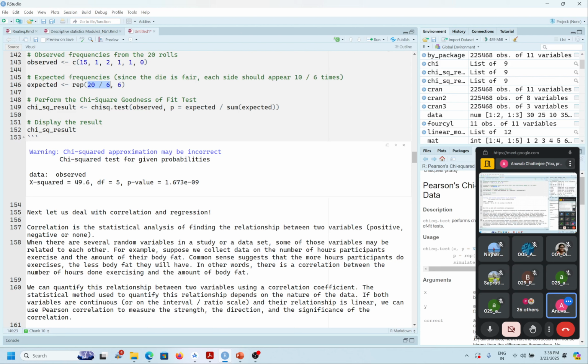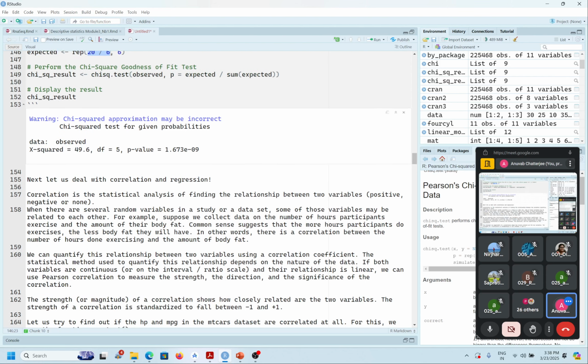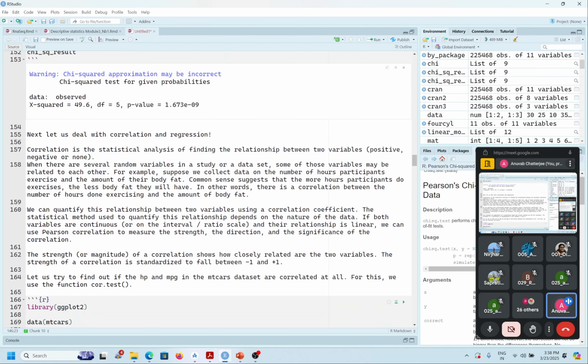Okay, so next we are going to deal with correlation analysis. So here till now we have been figuring out if there is a difference between data sets or not. Now comes the question, is there a relationship between the data sets?